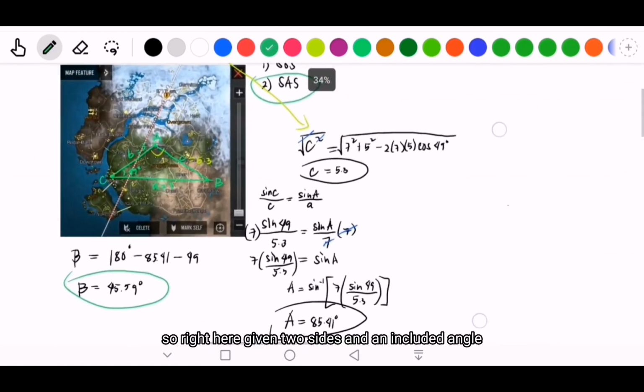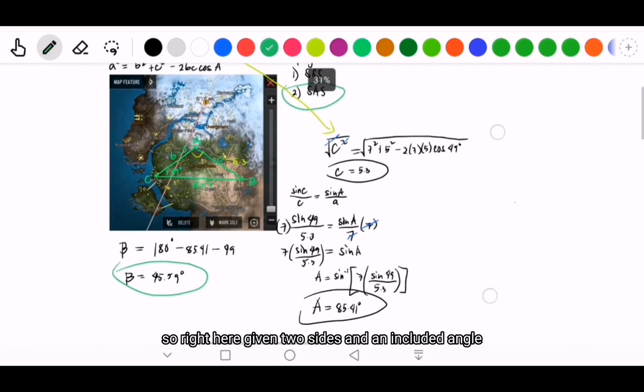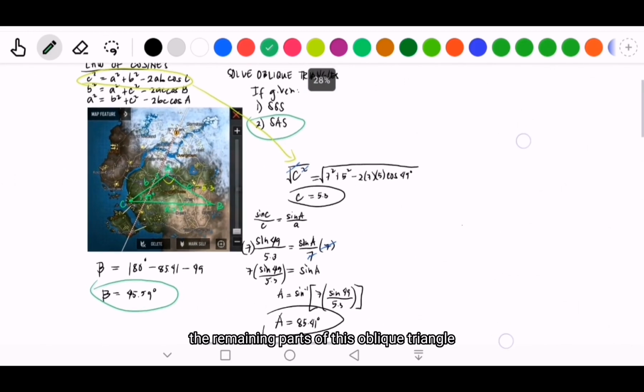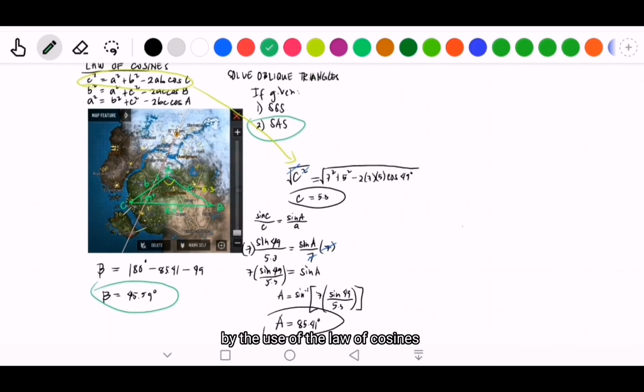So right here, given two sides and an included angle, we'll be able to solve for the remaining parts of this oblique triangle by the use of the law of cosines.